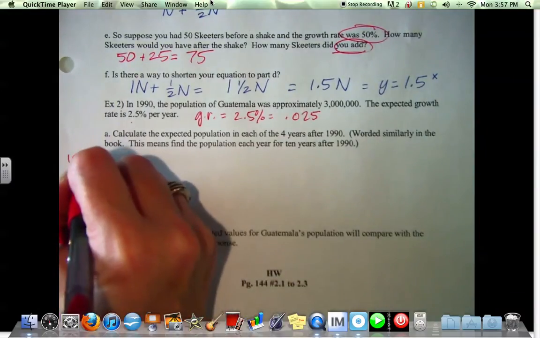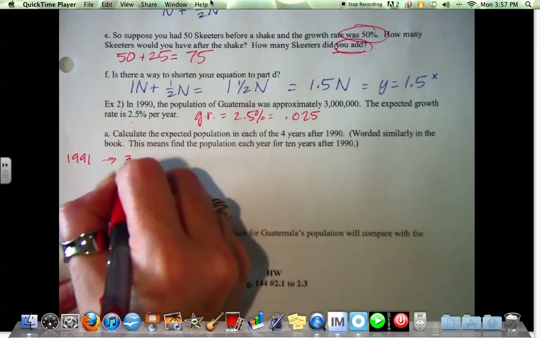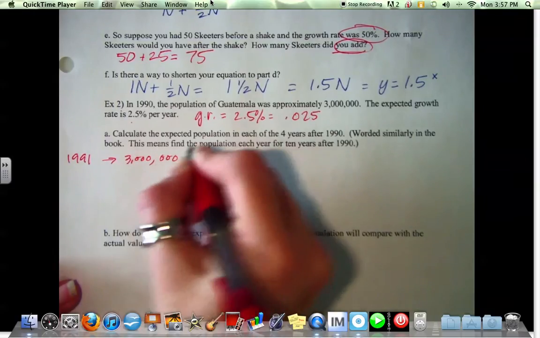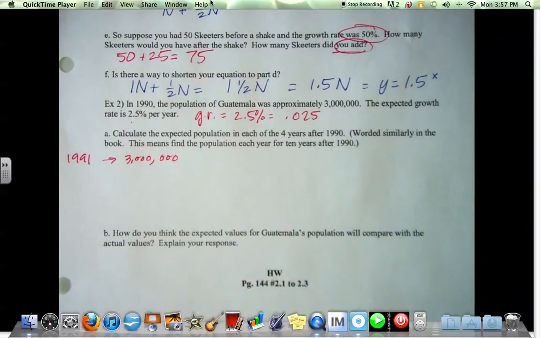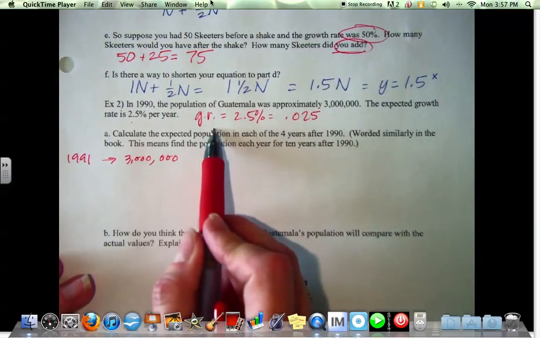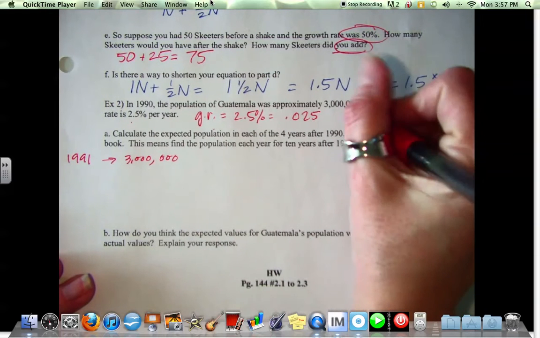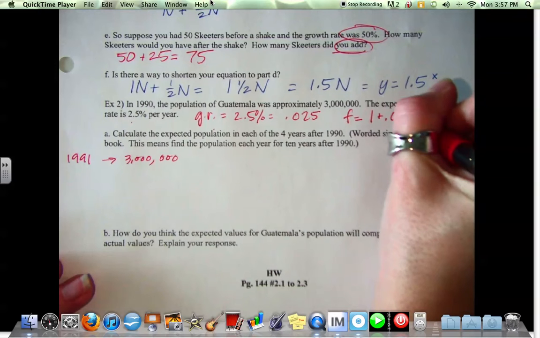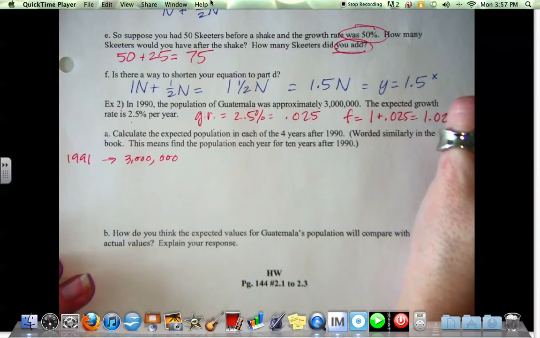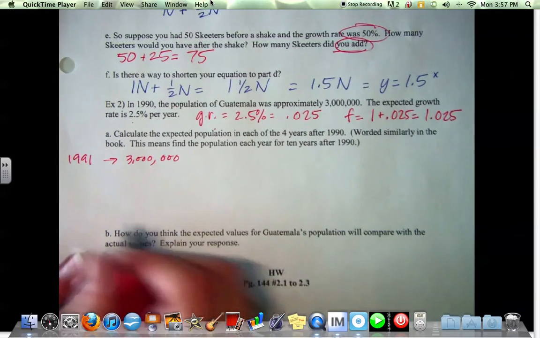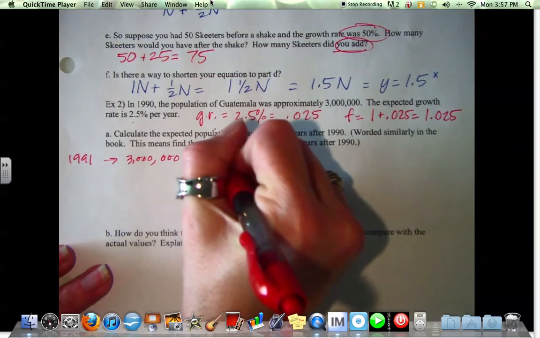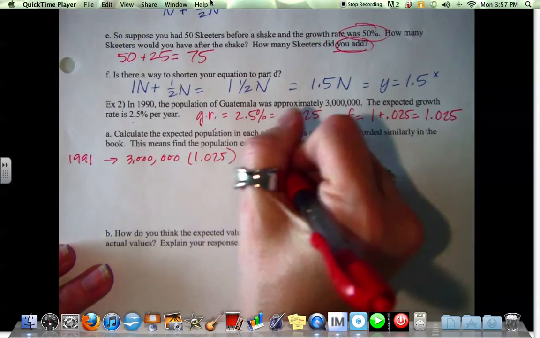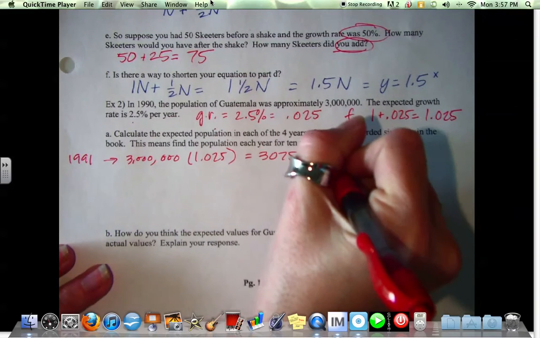So that means in 1991, we have 3 million times, is it going to be 0.025? Or do we need to find the factor? Because we haven't been multiplying just by the growth rate, we've also been multiplying by the factor. So the factor is going to be 1 plus 0.025, which is 1.025. So 3 million times 1.025 gives us 3,075,000.